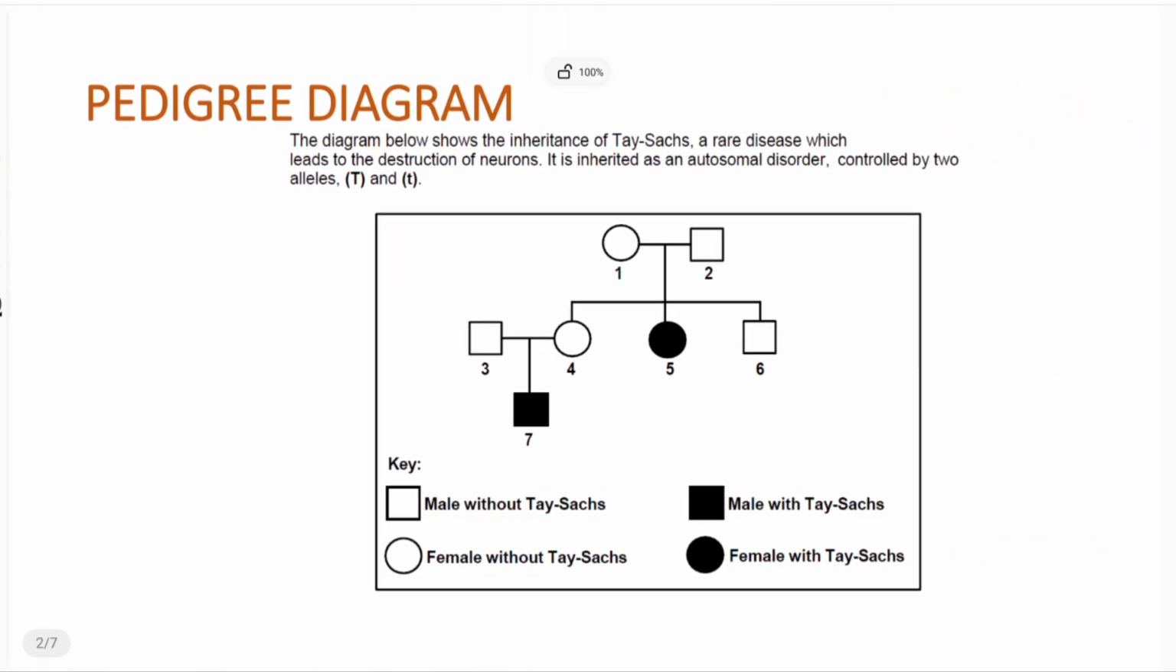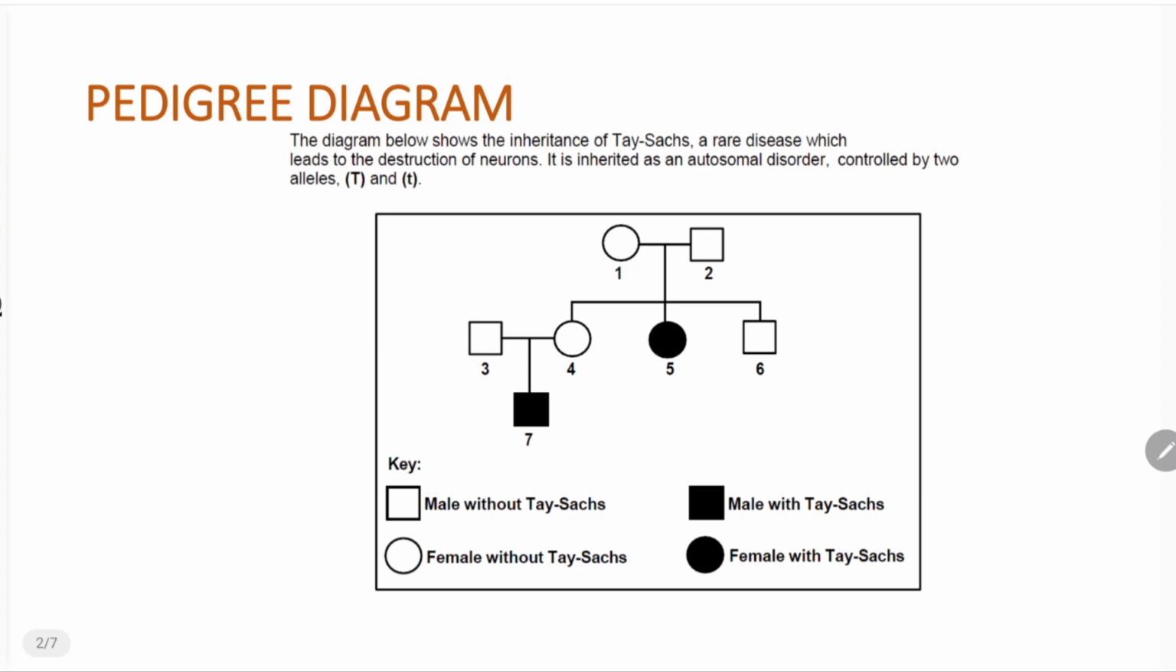Let's get started. Before we approach this question, there are some things that we need to understand first. First of all, it is the key that is provided in each and every pedigree diagram. It is the norm that the squares represent males and the circles represent females, right? So it is very important to look at the key before you try to answer questions involving pedigree diagrams. Again, the squares represent the males and the circles represent the females.